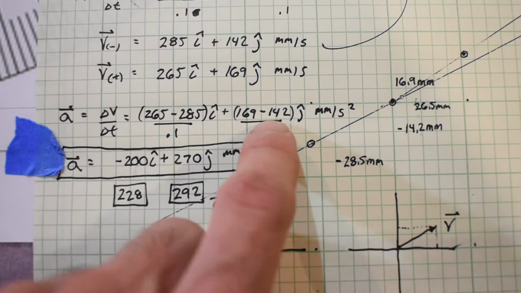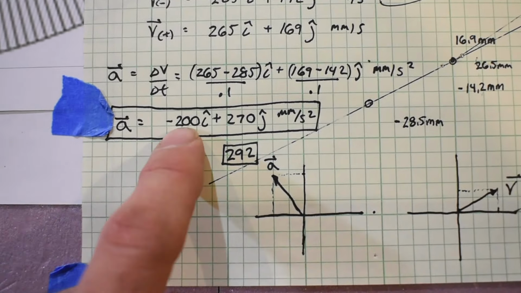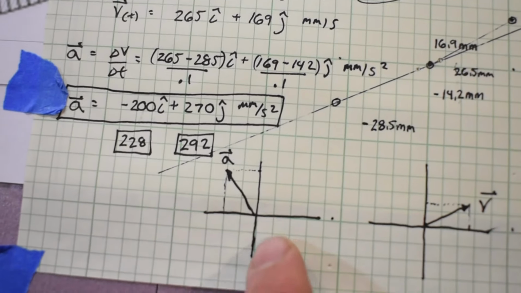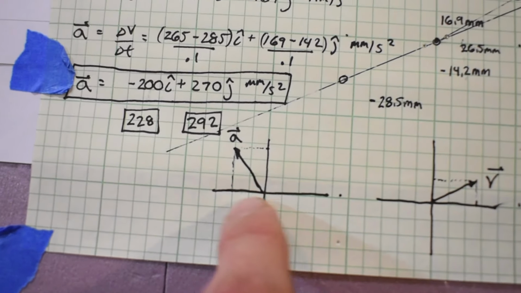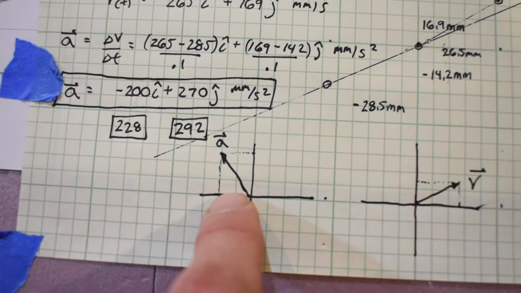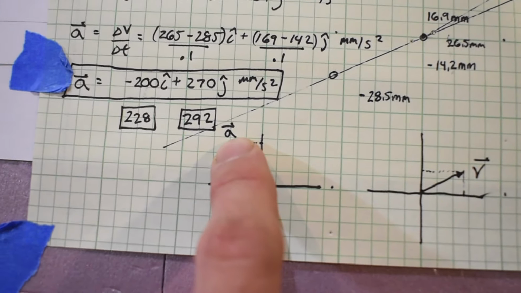And then this turns out to be like 27, divided by 0.1 is 270. And hell yeah, this is our acceleration. And you can see that the acceleration is over 200. Each of these is going to be 100, so over 200, and then up 270. And hell yeah, that's the direction of our acceleration.